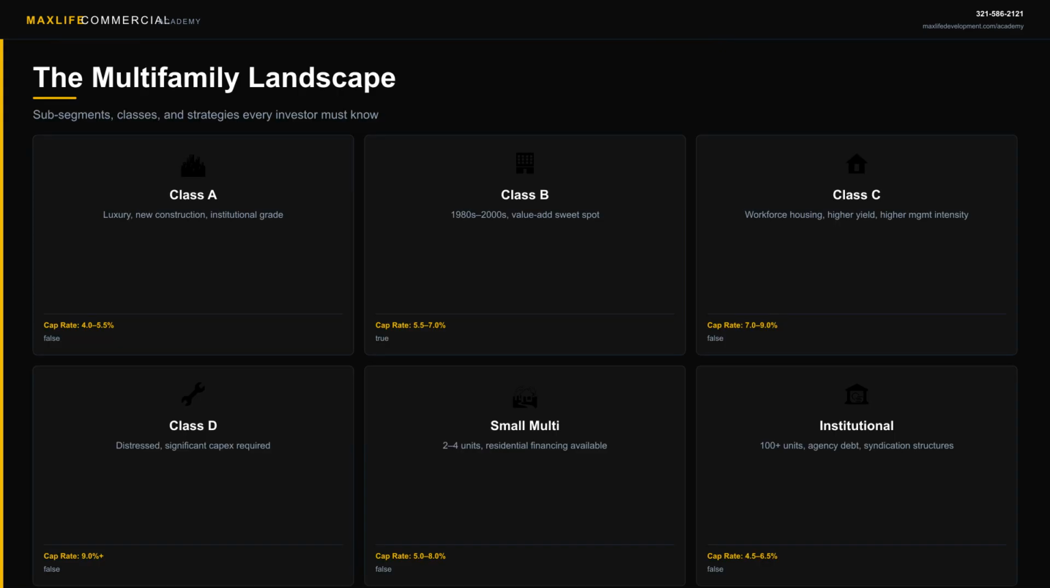Multifamily is one of the broadest asset classes in commercial real estate, and understanding the subsegments is the first step to building a sound strategy. At the top of the market, you have Class A properties, new construction, luxury finishes, institutional ownership. These trade at compressed cap rates, often 4 to 5.5%, because the buildings are newer and perceived risk is lower. Class B is the sweet spot for most value-add investors. These are 1980s through early 2000s vintage buildings. Solid bones, but rents are typically below market. That rent gap is your opportunity.